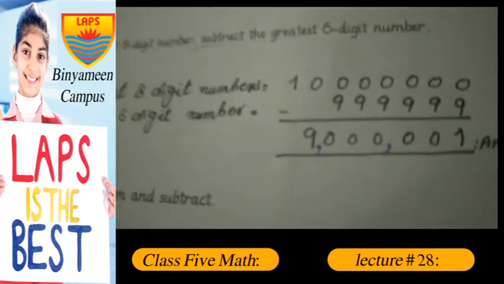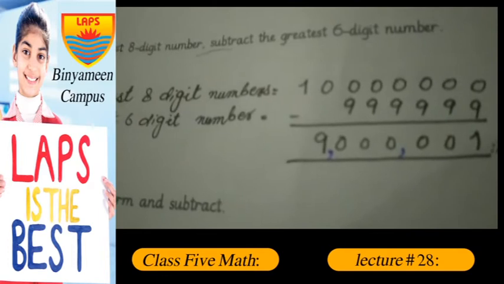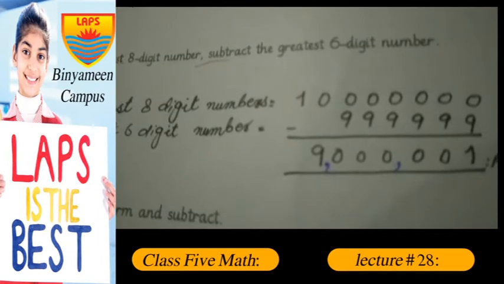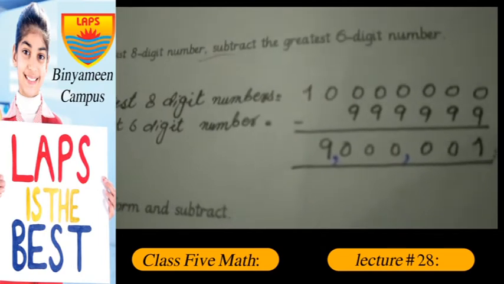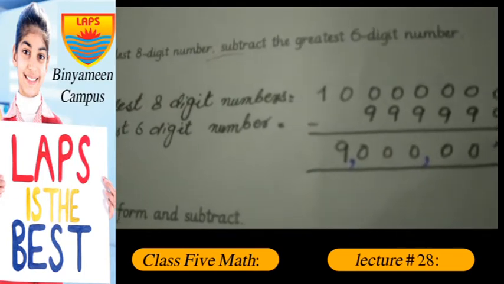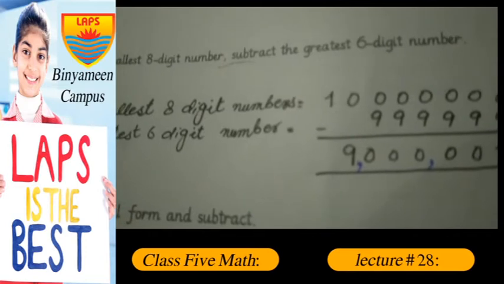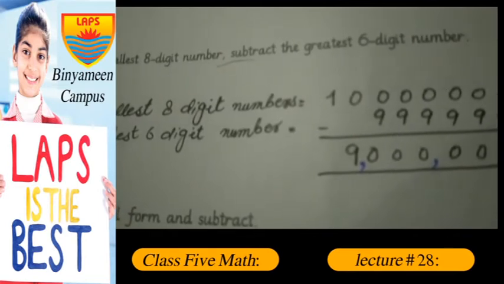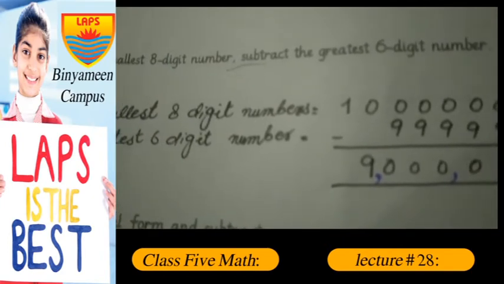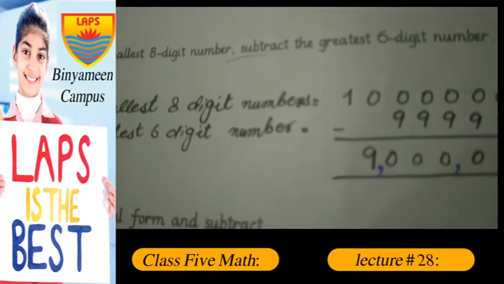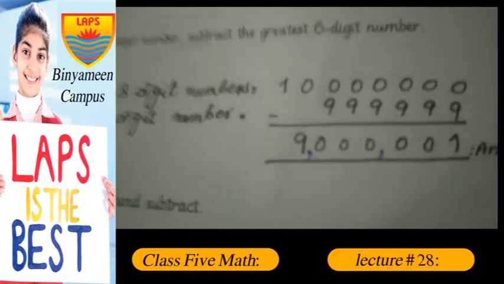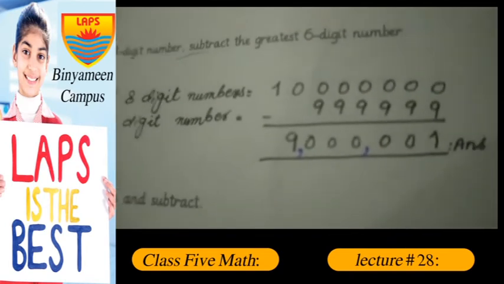0 is smaller than 9, therefore we take the carry from the 1, then it becomes 10. Then we subtract 9 from 10, 1 place, then 9 subtract 9, 0, 9 subtract 9, 0, 9 subtract 9, 0, 9 subtract 9, 0, then 9 subtract nothing, right there, place there now, 9. In international system, 9, comma, 000, comma, 001.